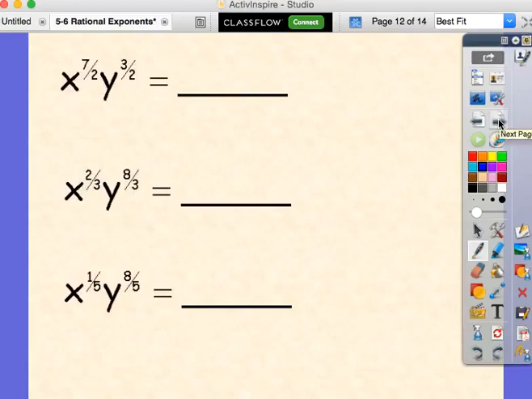Okay. Notice, because we've got more than one variable, double check that they both have the same root. If we're going to put them together under here, we need to make sure they have the same root. Okay, well, they're both square roots. So x to the 7, y to the 3rd.